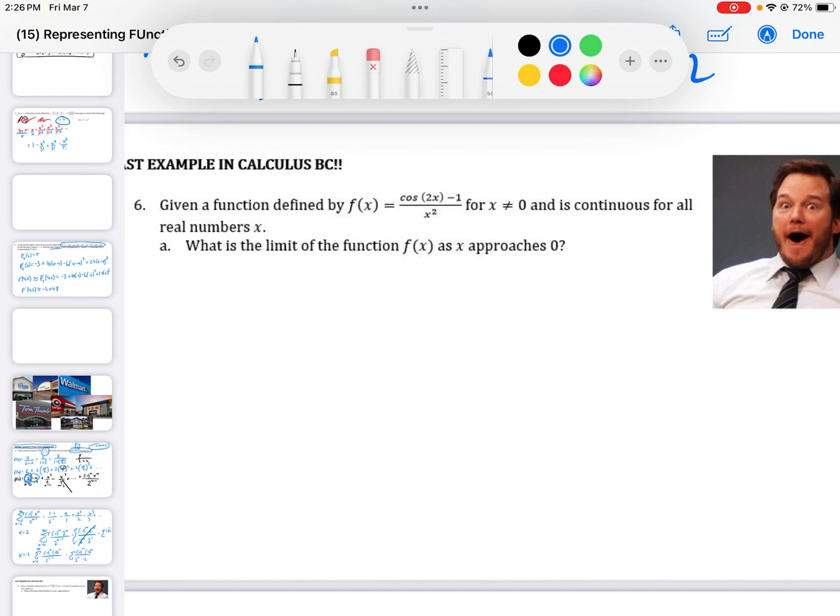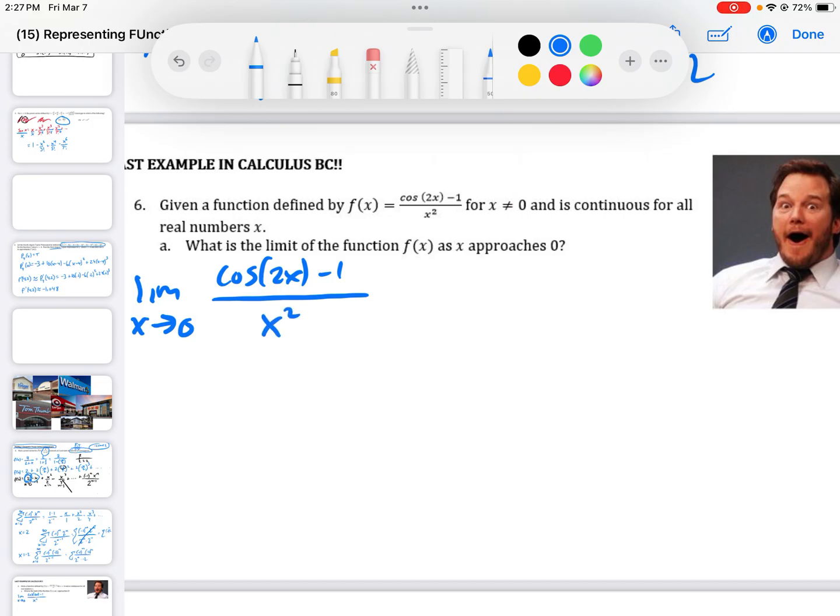All right, and this last question is a FRQ style question. For this, it says, given a function defined to be this, when x is not 0 and it's continuous for all real numbers x, what's the limit of the function as x approaches 0? As soon as I realize there's a limit question with a fraction, I'm thinking there's probably going to be some L'Hopital's rule in here.